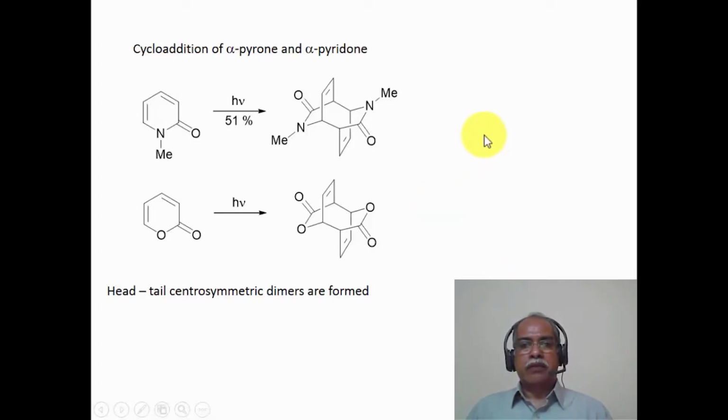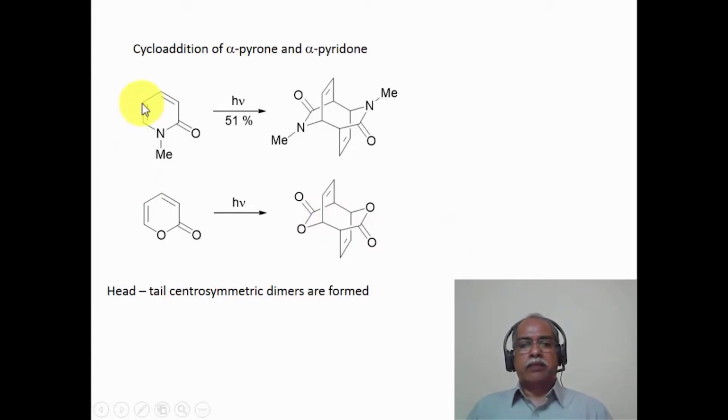Alpha pyrones and alpha pyridones are also known to undergo 4pi cycloaddition reaction. They do so by means of head-to-tail orientation, resulting in the formation of a centrosymmetric dimer. These dimers have a center of symmetry which is the center of this molecule that is shown here. Similarly, this molecule has a center of symmetry which is the center of this molecule in this particular instance.